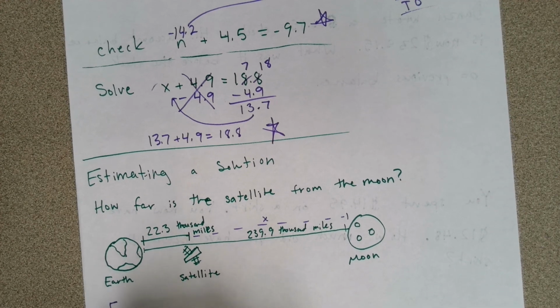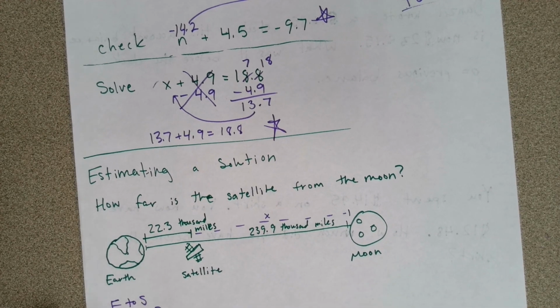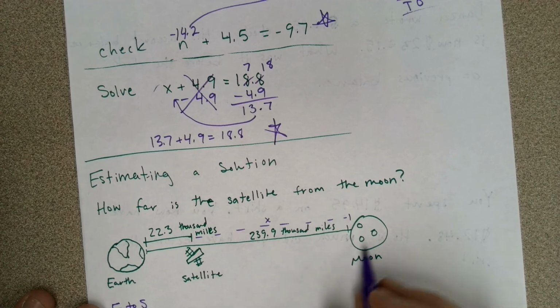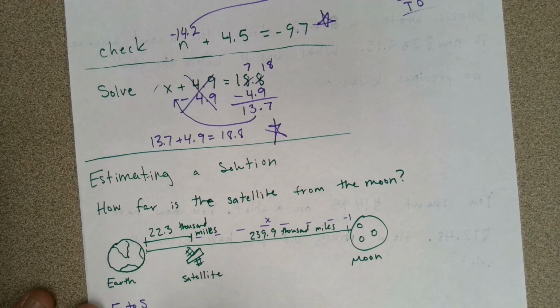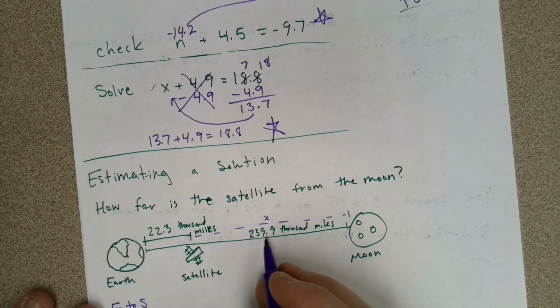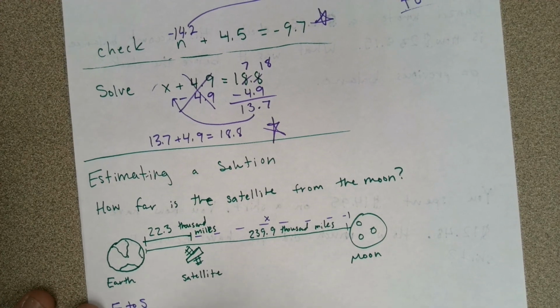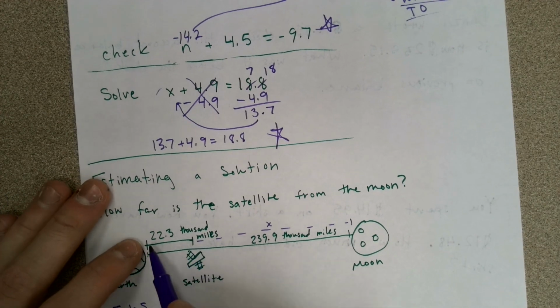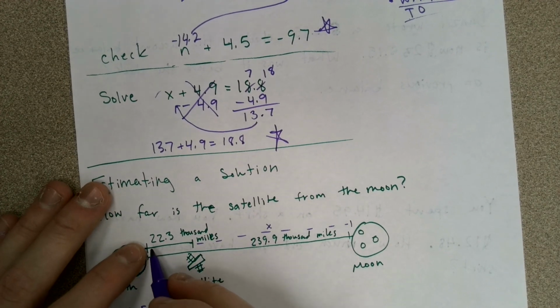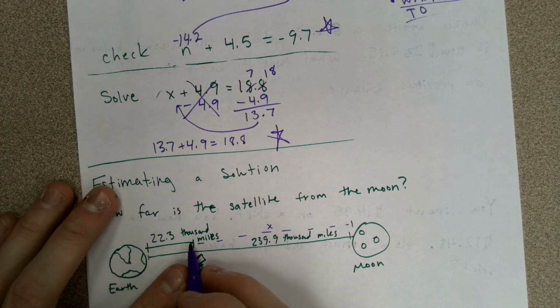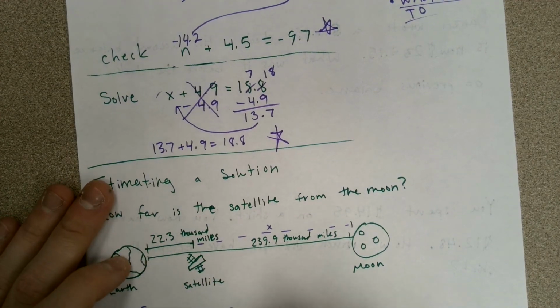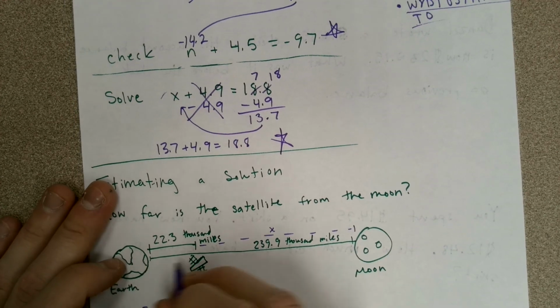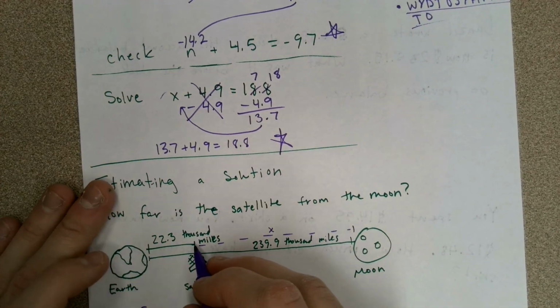from Earth to satellite. And I see here from Earth to the moon is approximately, that looks pretty close to 240. That's what we're going to go with, approximately 240. And now I need to figure out x. So I see 22 plus x will be our total distance. 22 is the distance from Earth to satellite.